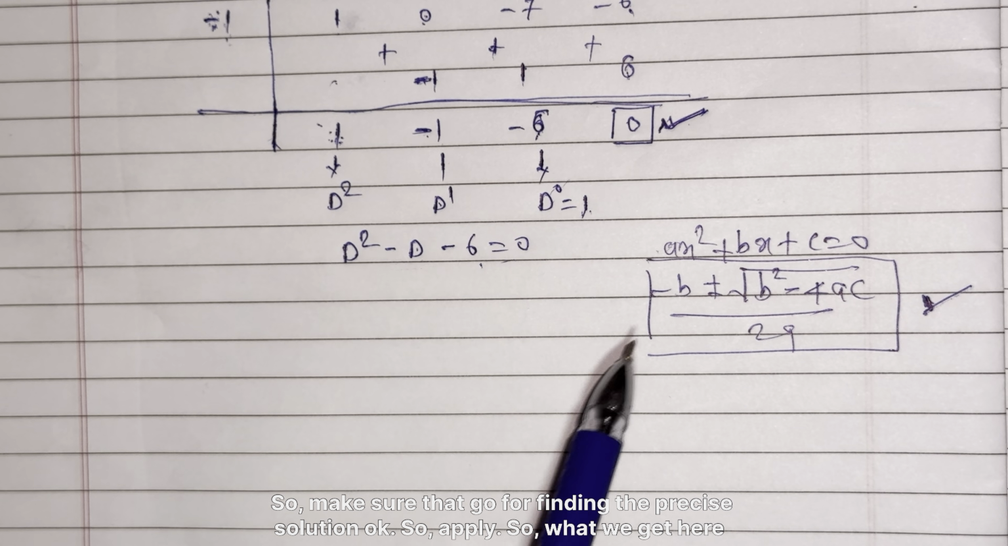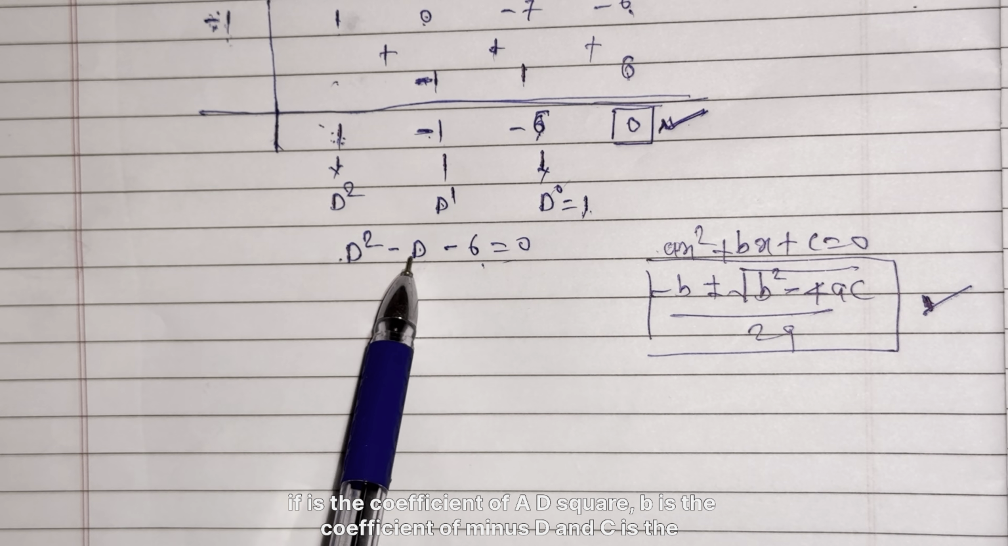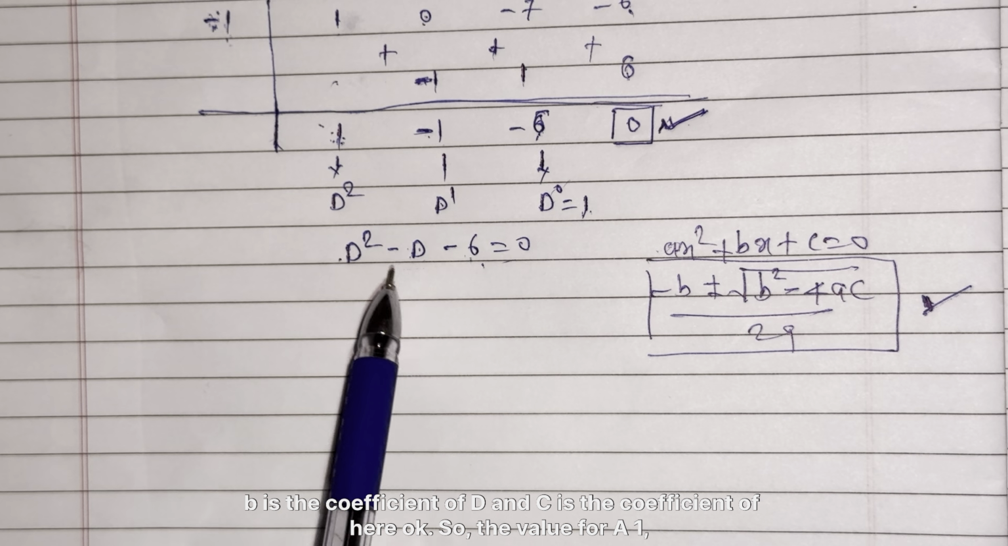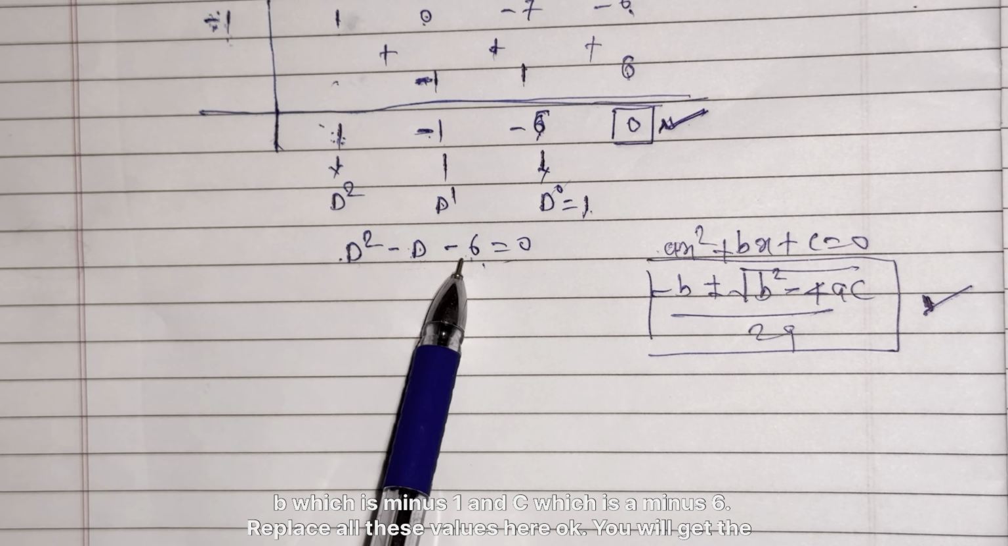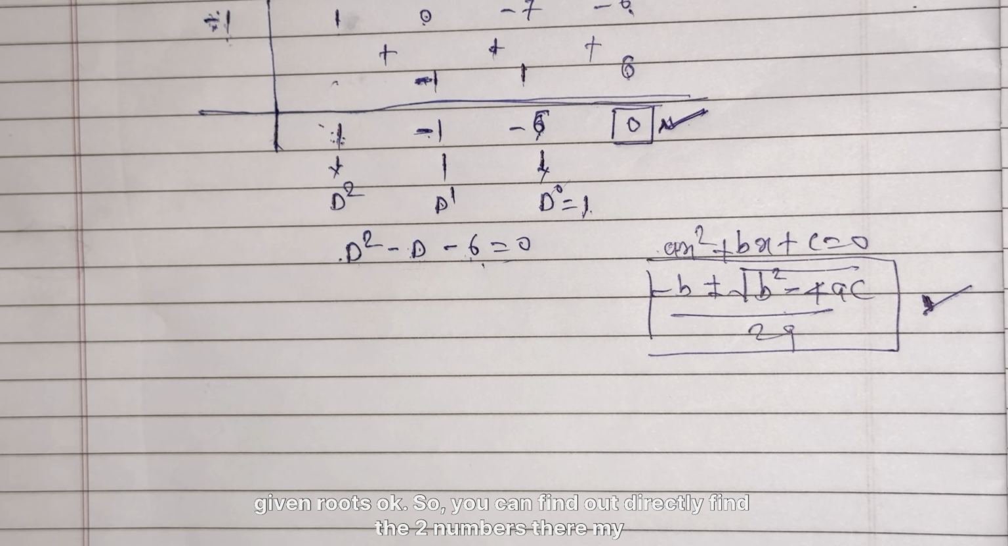Okay, so apply. What we get here: a is the coefficient of D squared, b is the coefficient of D, and c is the constant. The values are a = 1, b = -1, and c = -6. Replace all these values here, and you will get the given roots.